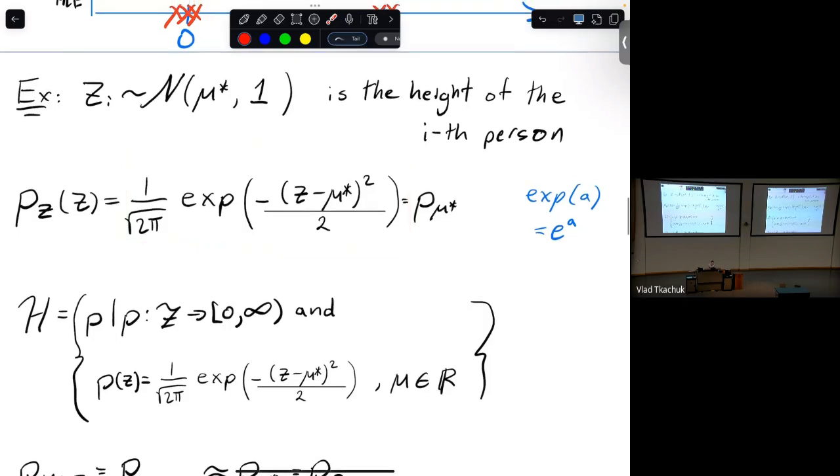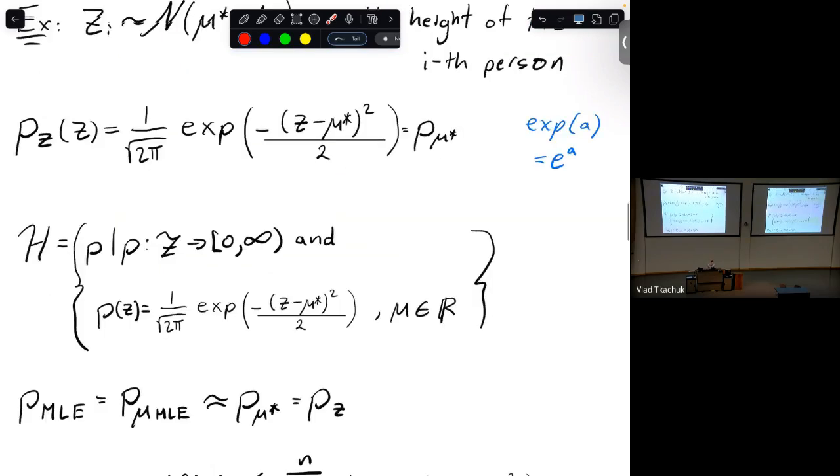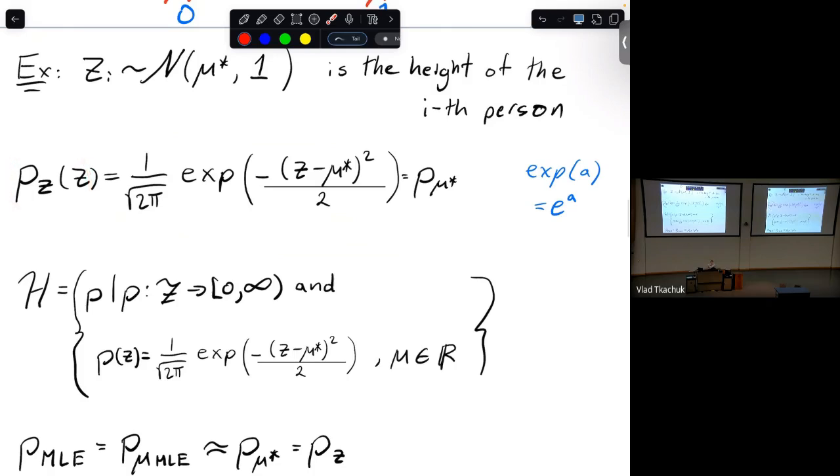And this is the true PDF of the true distribution generating the data, indicated by the fact that the parameter mu star has a star. That's the true mean of people's height. And of course, we don't know this. The whole goal is to estimate this from some data.